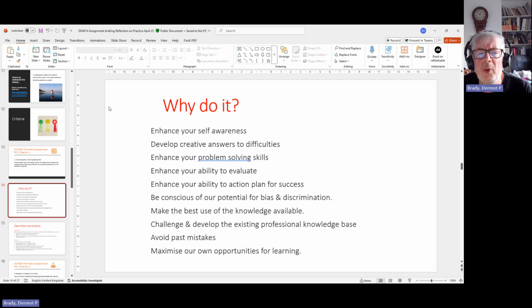And you think, well, why do we go on about this reflection business all the time? Because it does help with our own self-awareness, creative answers to difficulties. A lot of the time in social work, you know what you're doing, you know what you have to do, but there are many times when it just seems very complex. You don't know where to begin. This is where reflection helps ourselves, in particular if we do it with other people. That helps you enhance your problem-solving skills, also your ability to evaluate situations and to plan for the future and success. Sometimes it can be a bit uncomfortable.